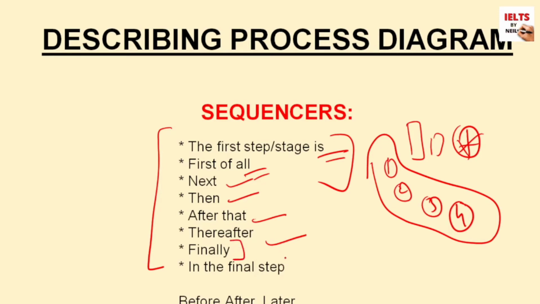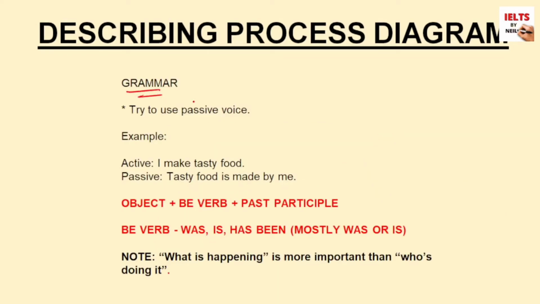All of these words are very important from the perspective of describing a process diagram. So you can make a note of these words so that you can use them in your process diagram description. This was the vocabulary. Now let's talk about what is the grammar that you have to use in this one. Talking about the grammar, in the process diagram, we have to try our level best to use as much passive voice as we can. For those who are not sure about the passive and active voice, let me make it clear with an example.